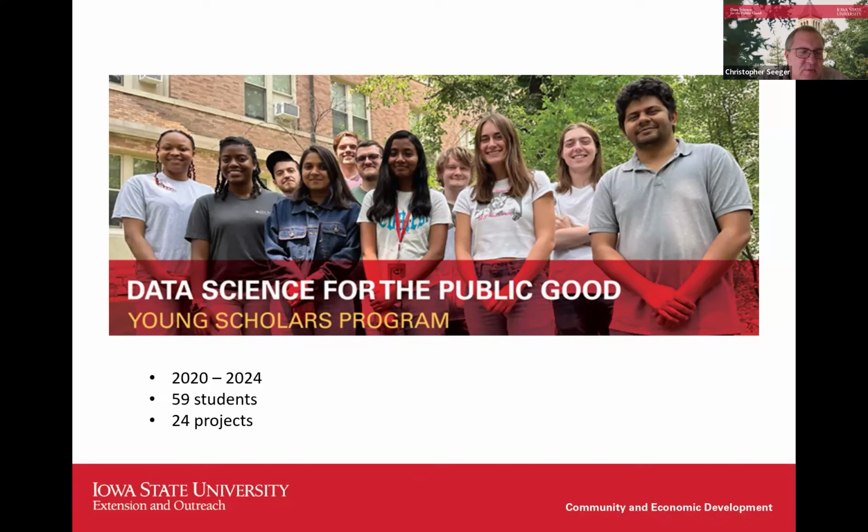And one of the projects that we started several years ago was this Data Science for the Public Good. This was a joint project with Virginia Tech and Oregon State, and is USDA funded. We started this in 2020. It was a partnership the first year with the 3 states, and then we've continued on since then on our own, and have been able to put together a program now for 5 years. We've had 59 students already participate, and we've done 24 projects.